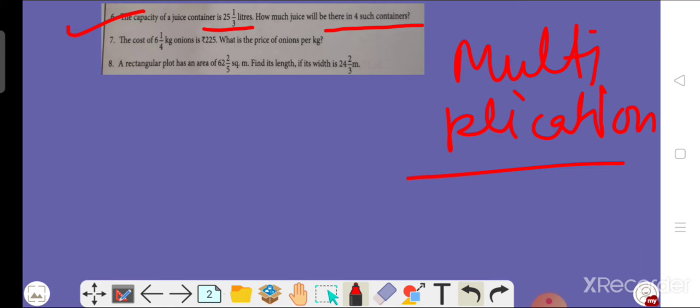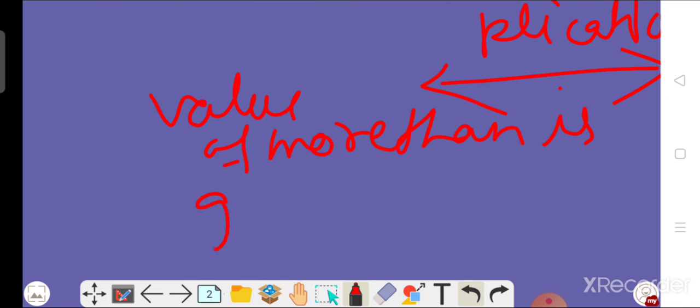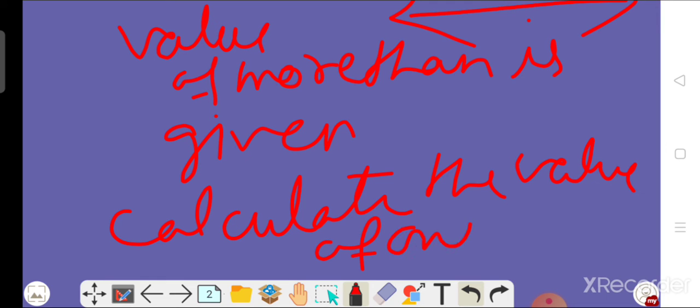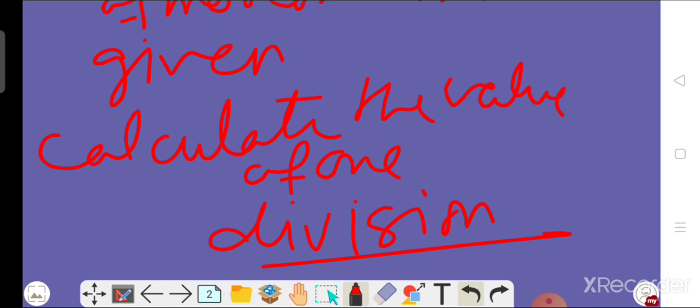And if we have a question in which the value of more than one is given, and we have to calculate the value of 1, then we have to do division. To calculate the value of more than 1, we have to multiply, and to calculate the value of 1, we have to do division.